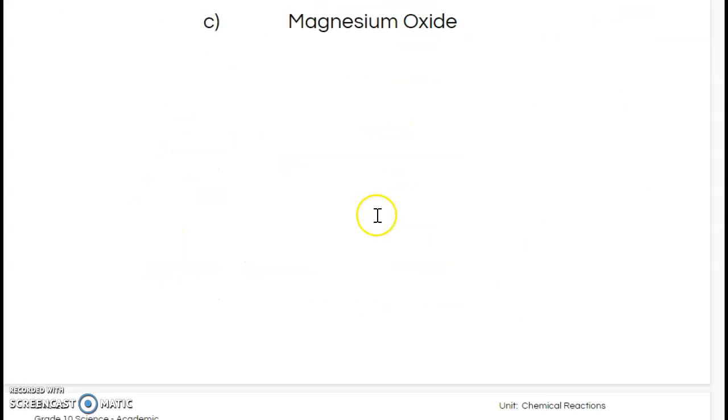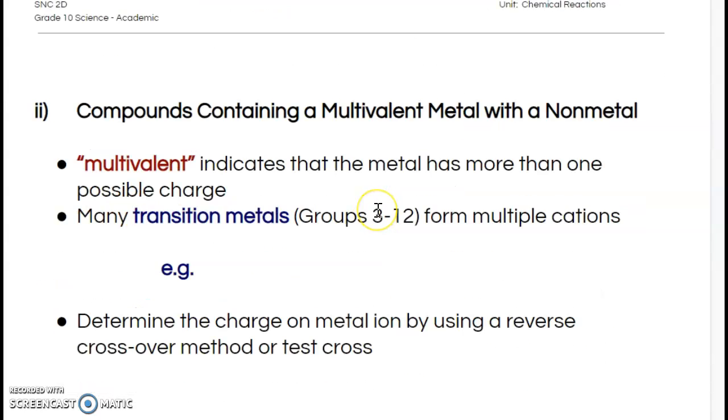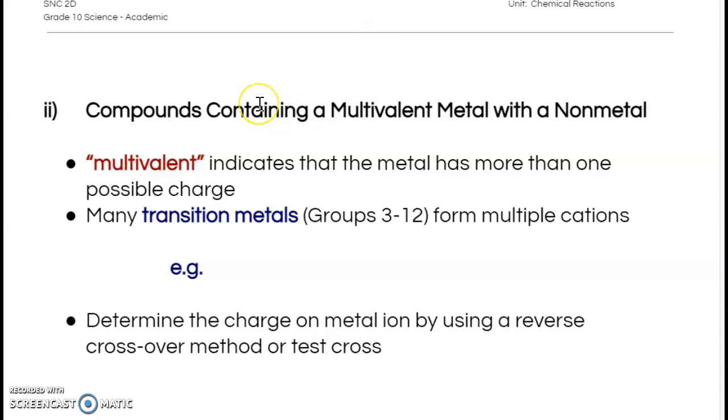Okay, so if you want to work those out, you could pause the video and try to do those yourself. But those are not the ones we really want to focus on today, okay? We've worked with those ones before, so let's work on the multivalent. So compounds containing a multivalent metal with a nonmetal. So you still have that metal with a nonmetal, okay? But now you have multivalent metals.